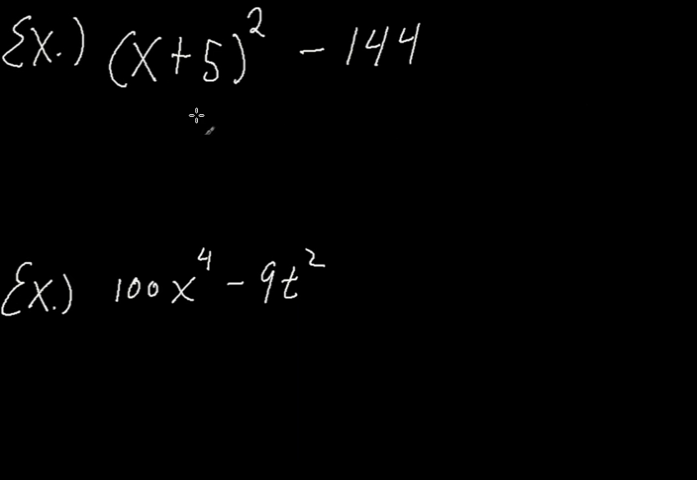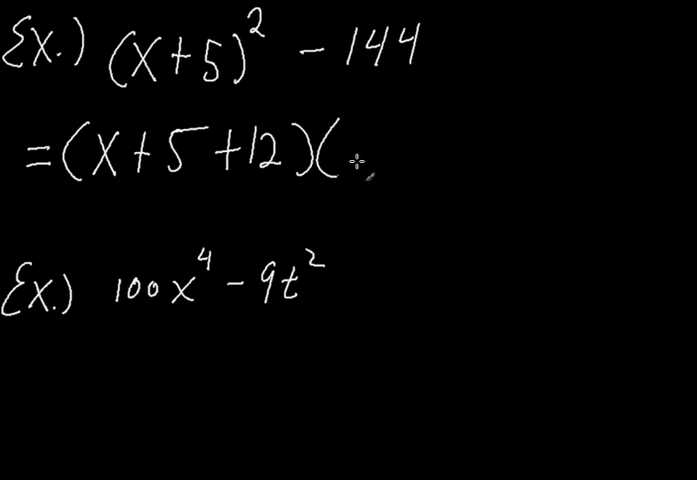This one is a little bit different. We have x plus 5 quantity squared minus 144. So this is still the difference of squares, except it's kind of confusing because the x plus 5 is the square now. So this would be x plus 5 plus 12, x plus 5 minus 12. 12 is coming from the 144.